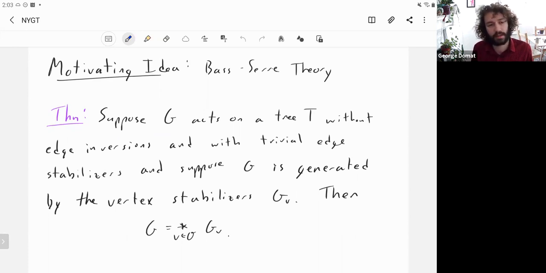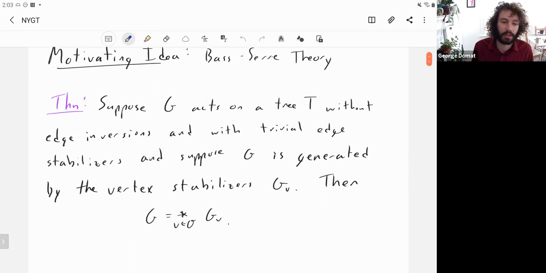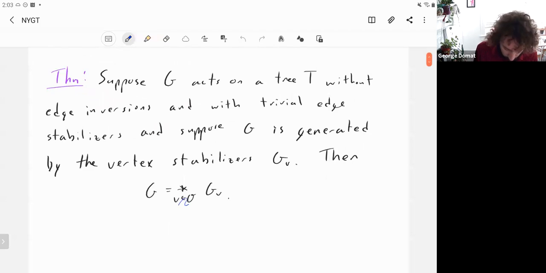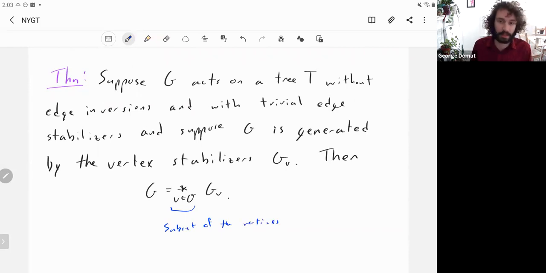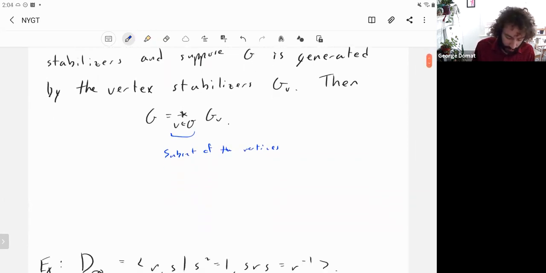So then what does Bass-Serre theory tell you? It lets you say something about the structure of the group. In this specific setting, it tells you that the group is equal to a free product over the vertex stabilizers. It's not over all of the vertices, it's over some subset of the vertices. Really you pick a representative in each orbit. So you take this action on a tree with some nice properties and it gives you this free product structure.